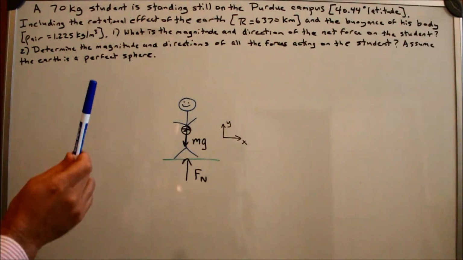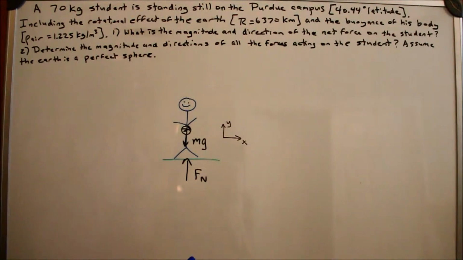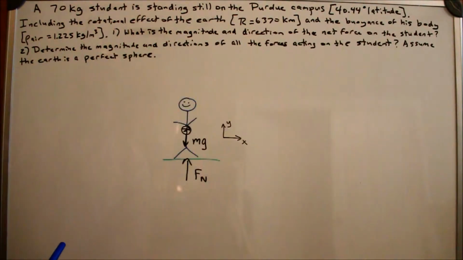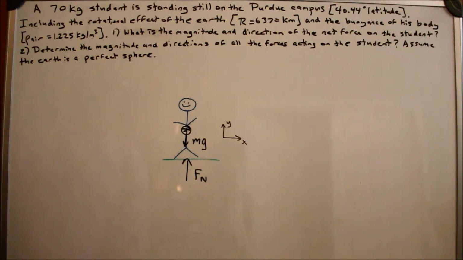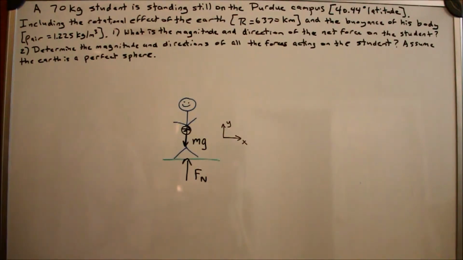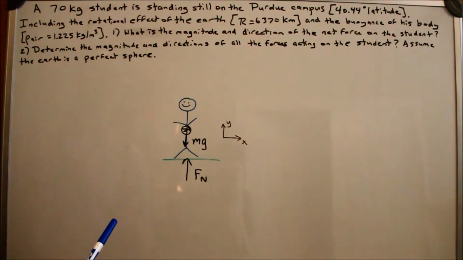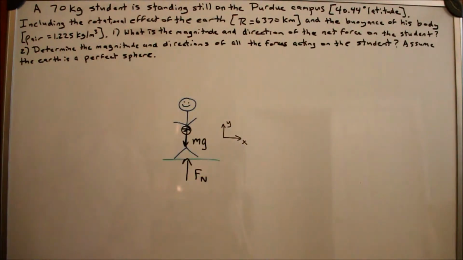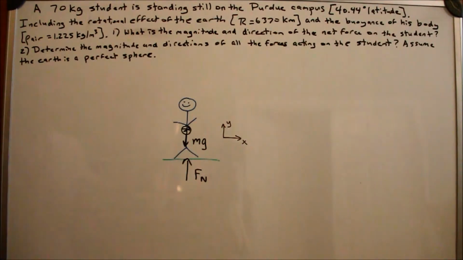So two questions. First, what's the magnitude and direction of the net force on the student, including these two effects? And number two, determine the magnitude and the direction of all the forces acting on the student. Pause the video right now, and consider that the Earth is rotating. Let's consider the buoyancy effect on the student, and see how that changes the net forces on the student.